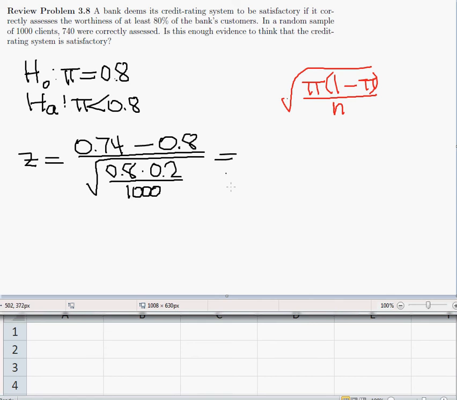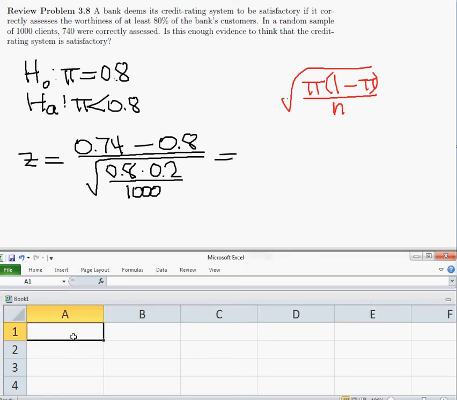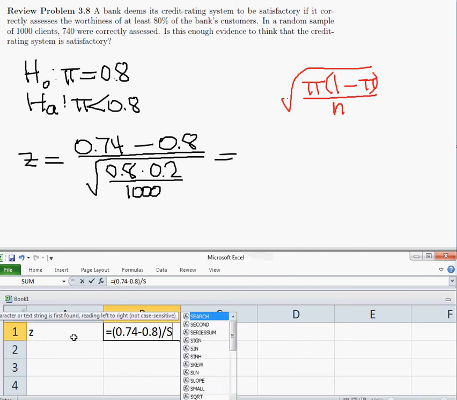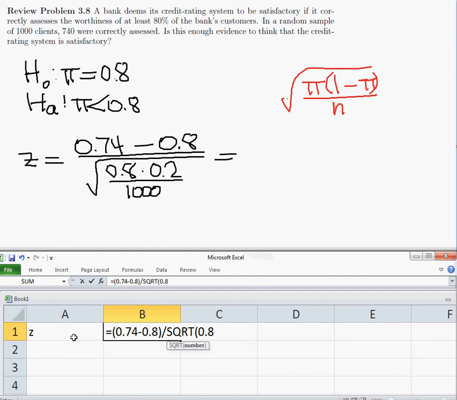Okay, so I get a z value, which equals 0.74 minus 0.8 divided by the square root of 0.8 times 0.2 over 1,000. So that works out to be negative 4.743.